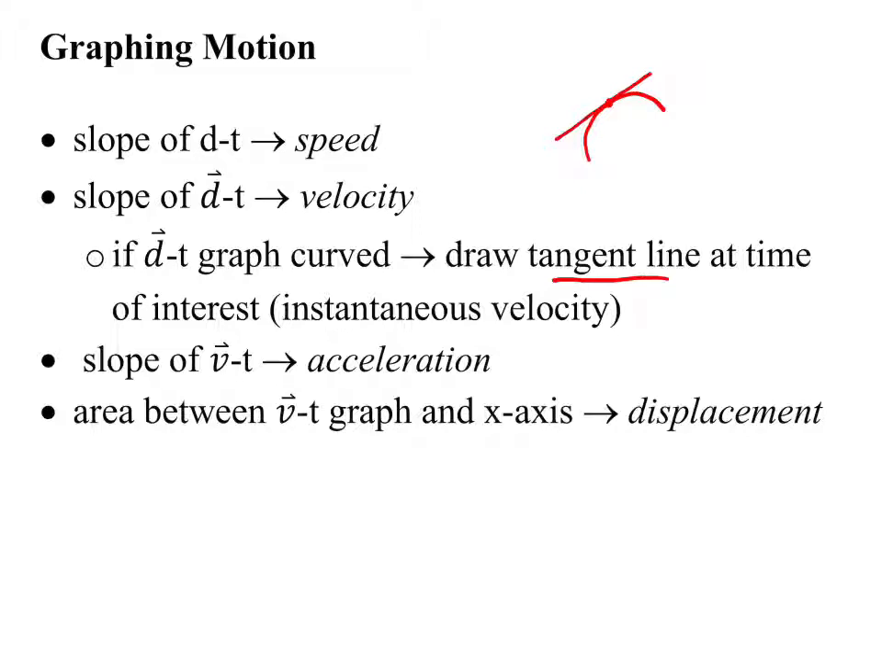There's one other thing we can get from the velocity time graph, and that's the area between the velocity time graph and the x-axis, and that's going to be displacement. So don't worry, we're going to go over all those examples and how to figure out all that stuff, because I know that's a lot of information just on this one slide.